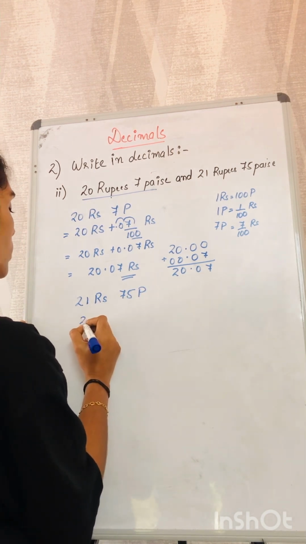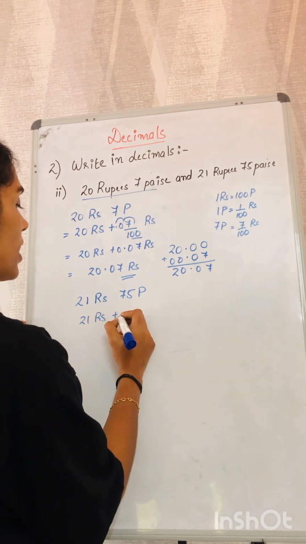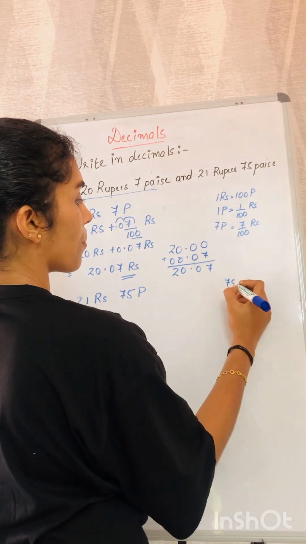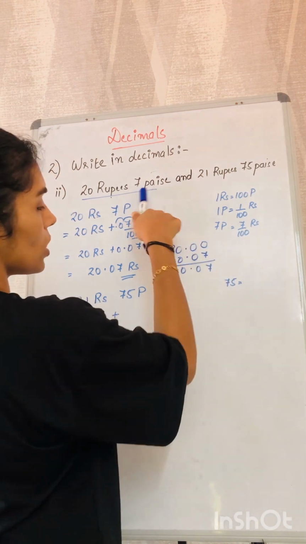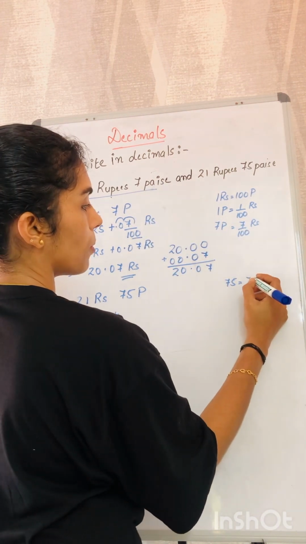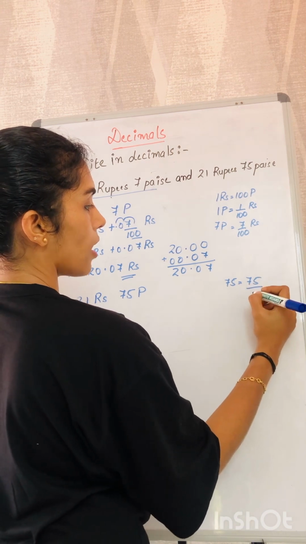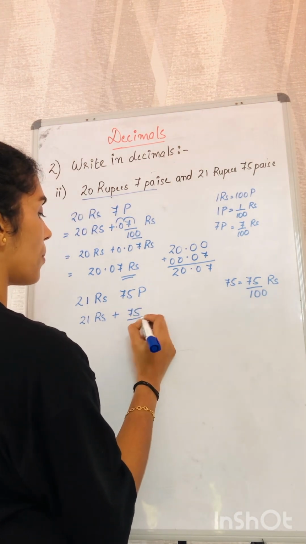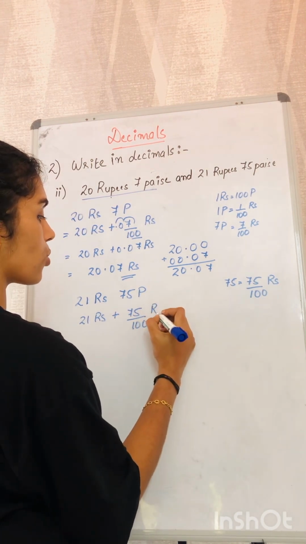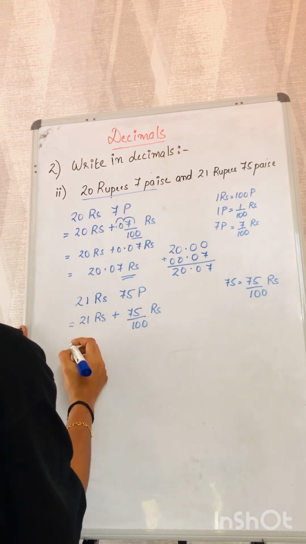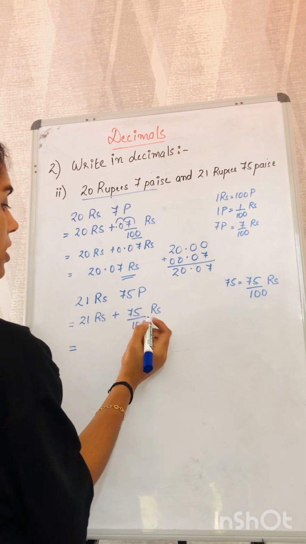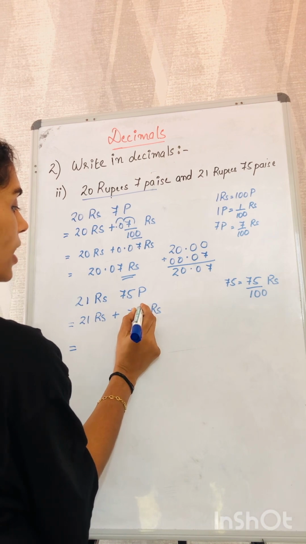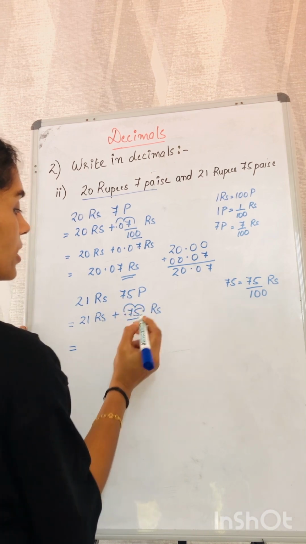Now take the second part, that is 21 rupees and 75 paise, right? So again convert them. 21 rupees plus, see, 75 paise. You have to convert. How will you convert 75 paise? Here it was only 7 paise, so it was 7 by 100. But now you will have to write here 75 by 100. You got the fraction, right? That is 75 by 100. Not paise, rupees. So again this fraction you have to convert into decimal. How many zeros do you have in the denominator? 2 zeros. So jump twice. 1, 2. So the decimal reaches here.